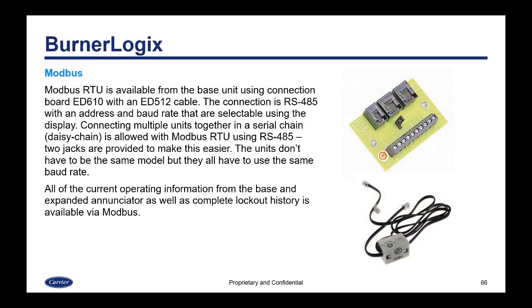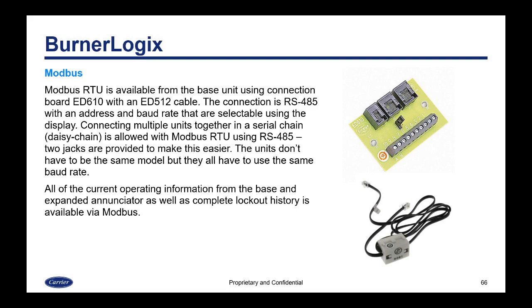Modbus is available for the base unit using the ED610 board and cable, and the connection is RS-485. Very similar to all the others, except with this one, the address and baud rate are selectable. Connecting multiple units together in a serial chain is still possible, and the units don't have to be the same, as long as the baud rate is the same for all the units, and the addresses are different for every unit. All of the current operating information from the base and the expanded enunciator, as well as the complete lockout history, are all available using Modbus.